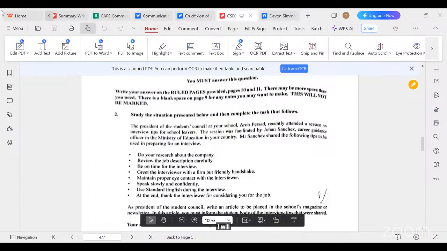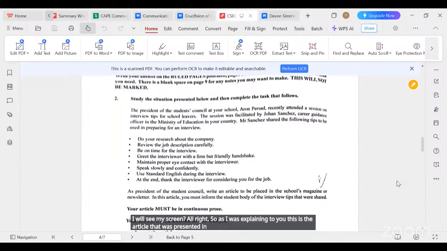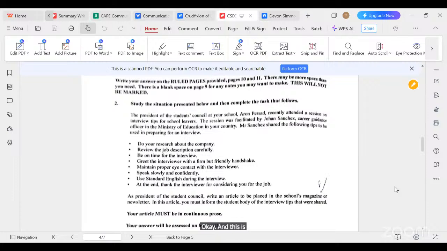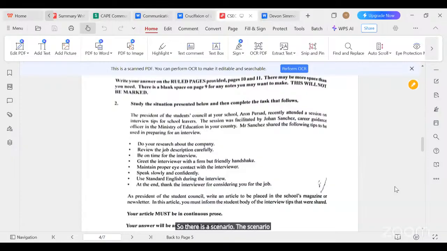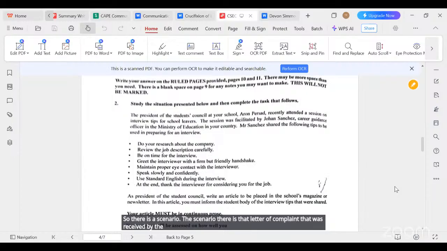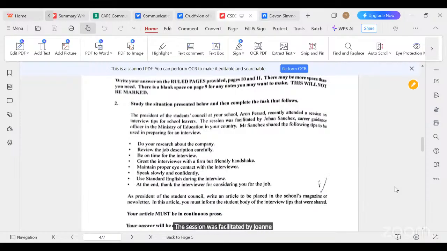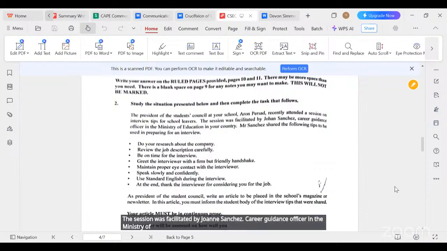Can you see my screen? Yes. All right. So as I was explaining to you, this is the article that was presented in the January paper. And this is a situation similar to the one created for the exercise we just went through. So there is a scenario: the president of the Students' Council at your school, Aaron Prasad, recently attended a session on interview tips for school leavers. The session was facilitated by Joan Sanchez, Career Guidance Officer in the Ministry of Education in your country. Mr. Sanchez shared the following tips to be used in preparing for an interview.